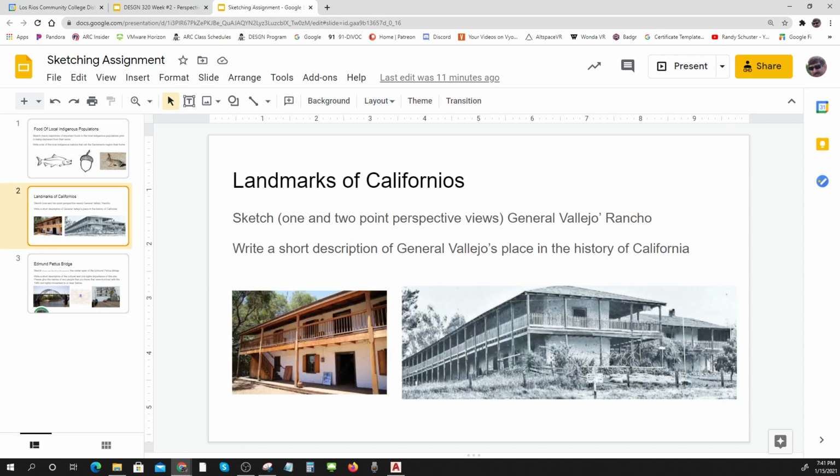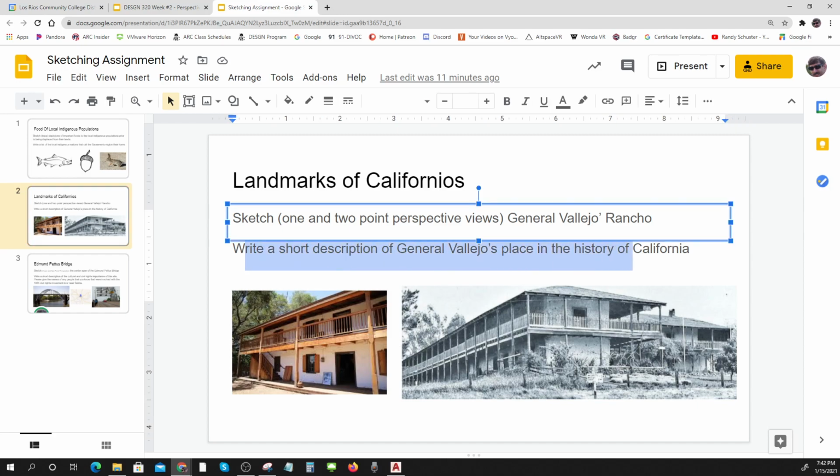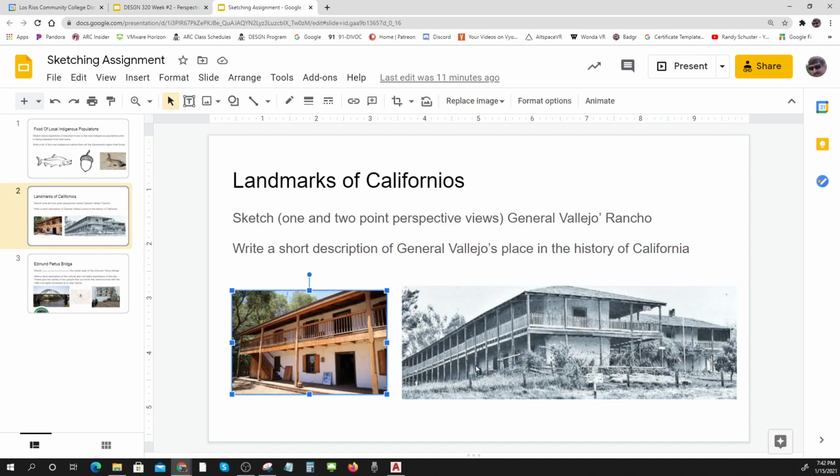The next one is 1-point perspective. This is a 1-point perspective drawing or image, and I'll show you how to draw that. And here's a 2-point perspective, and I'll show you how to draw that. And these are General Vallejo's rancho. He was a Californio. And so you can write a little description about General Vallejo and his place in history of California as you work on making those 1-point and 2-point perspectives.